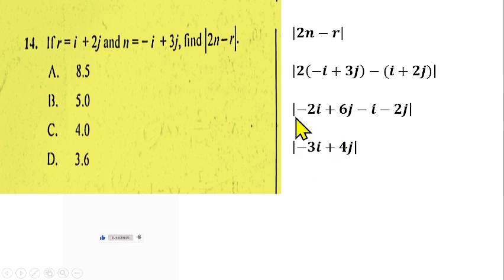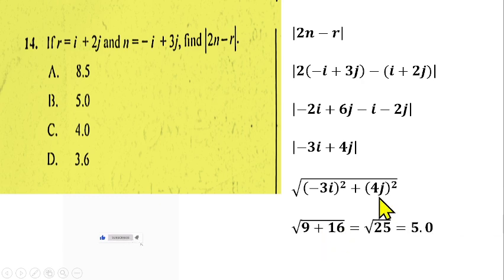Should be having this. And how do we find the modulus of this? That will be the square root of the square of each of them. So that will be the square root of minus 3i squared plus 4j squared. Minus 3 squared will give us 9. So you have the square root of 9 plus 4 squared, which gives us 16. That means you have square root of 9 plus 16 gives us 25, and the square root of 25 gives us 5. Your answer is in one decimal place, so that's why you have 5.0, which is option B for question number 14.